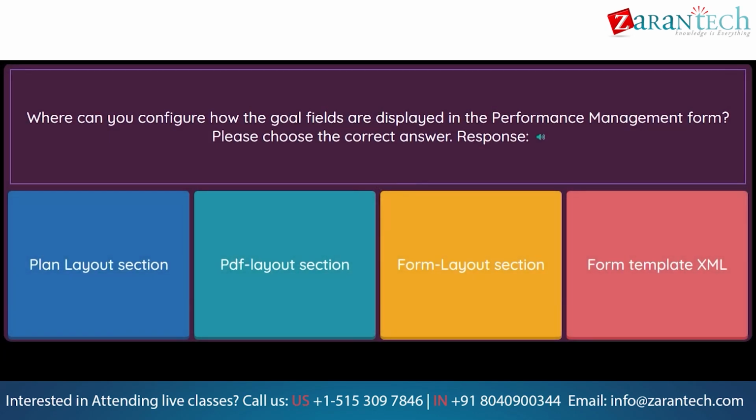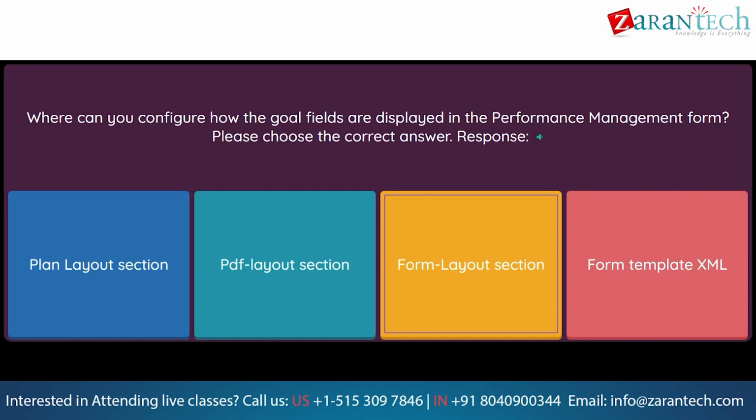Question: where can you configure how the goal fields are displayed in the performance management form? Please choose the correct answer. Response. Option 1, Plan Layout section. Option 2, PDF Layout section. Option 3, Form Layout section. Option 4, Form Template XML.